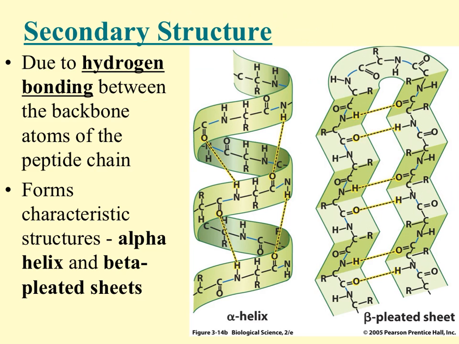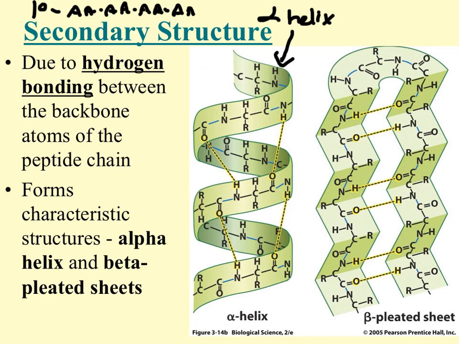So the primary structure is a sequence of amino acids. Amino acid, amino acid, amino acid. It's just a string of amino acids. Secondary structure is formed, and what that means is that in these green ribbons that you see here, you get two different shapes made. One is called an alpha helix, and the other is called a beta pleated sheet, like a sheet cake.